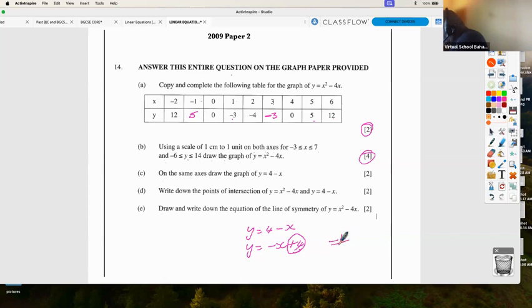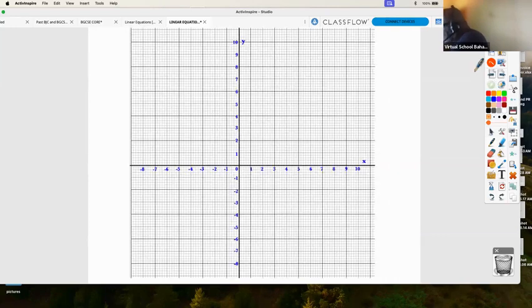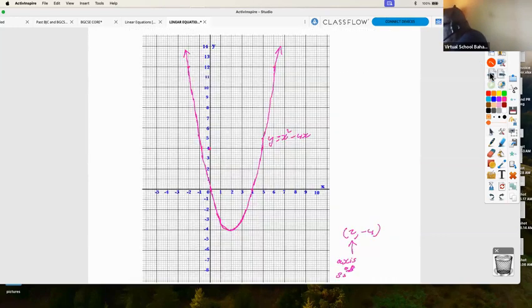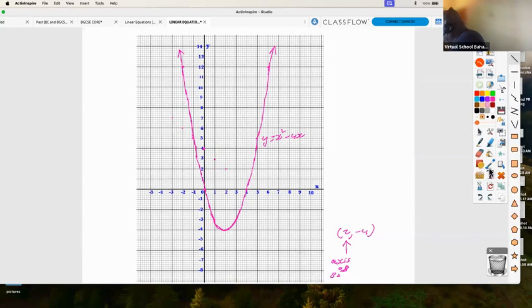Our gradient is -1, that means -1 over 1. That means I will go up 1 and 1 to my left-hand side, and again, 1 and 1 to my left-hand side. I can stop there. Now I draw my line, starting from there and coming down, making sure I join all those points. So that is the line that I will have.